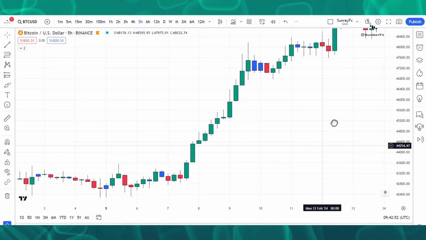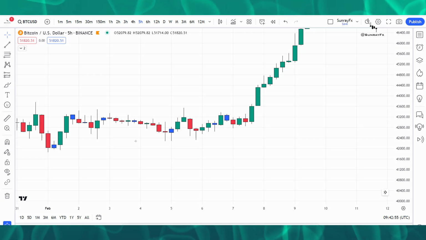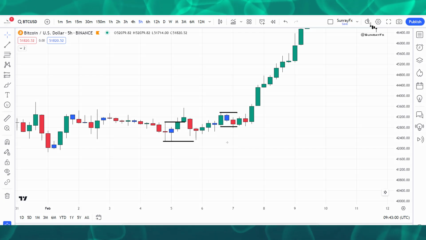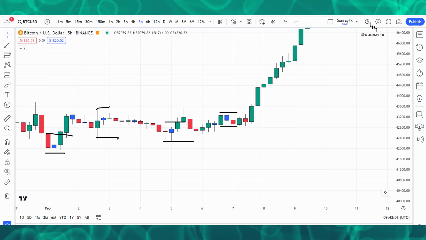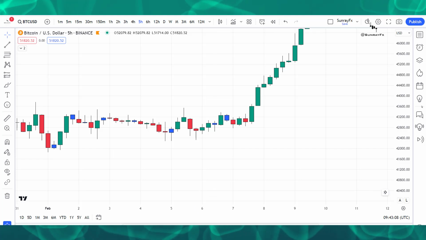So you don't have to disturb yourself to see inside bars anymore. With these indicators you can see inside bars very clearly on your charts. So how to trade inside bar for bullish and bearish reversal.